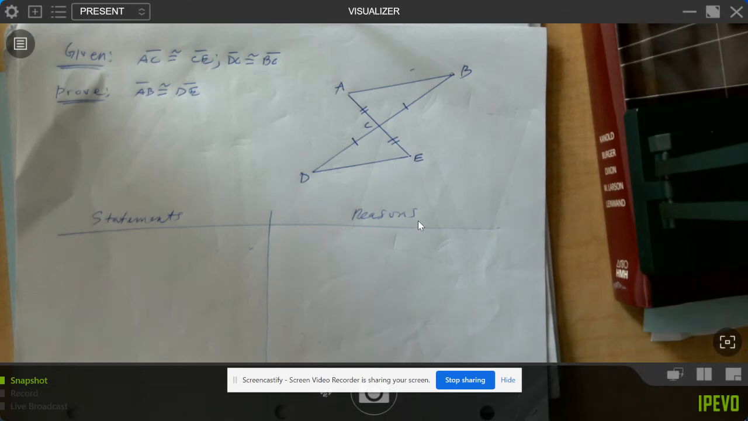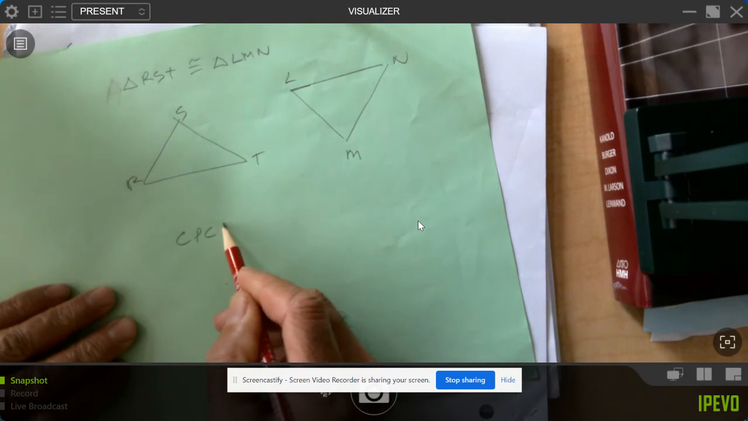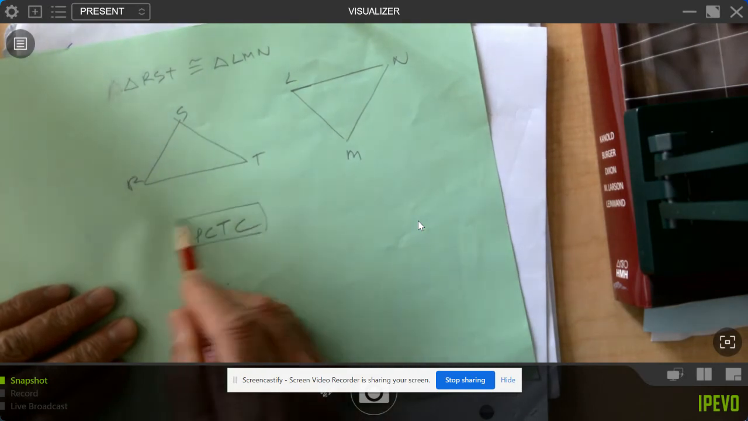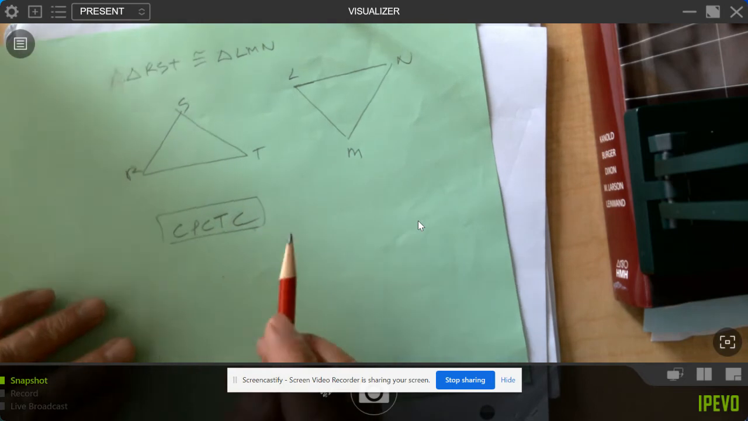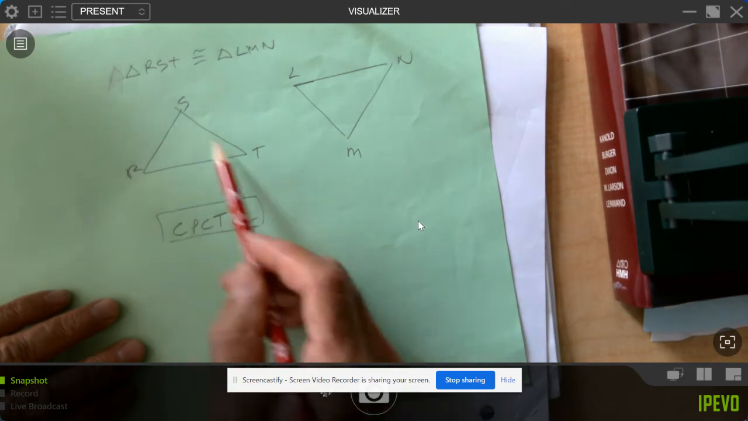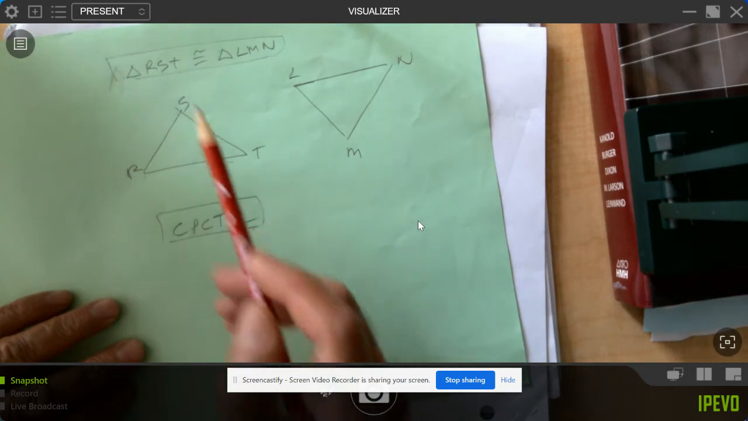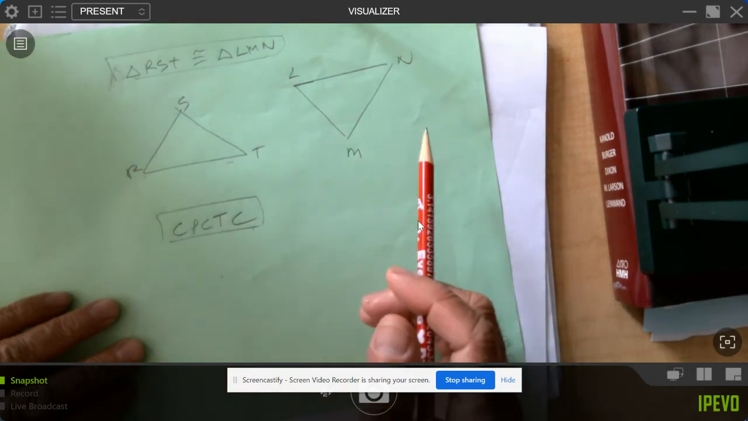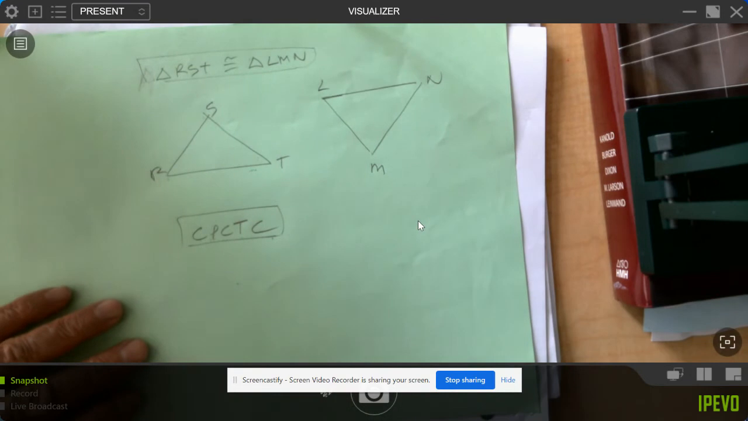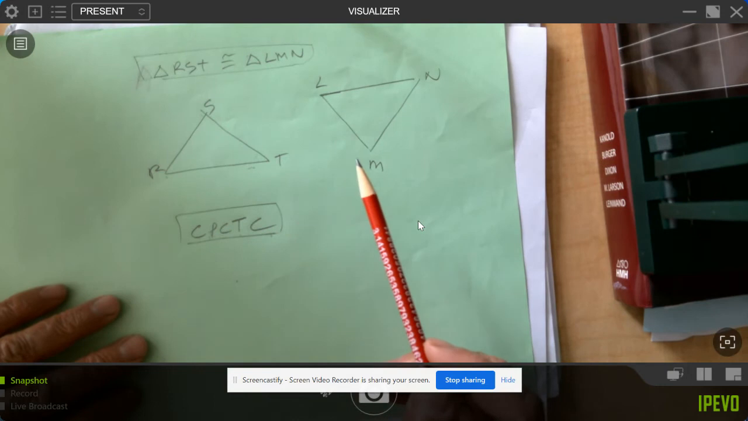Okay, so what we're going to talk about right now is something called corresponding parts of congruent triangles are congruent, the CPCTC. Corresponding parts of congruent triangles are congruent, CPCTC. The idea is that if you know that two triangles are congruent, and here's a congruent statement, then you know the corresponding parts have to be congruent. It's basically just from the definition of what congruent means: the exact same shape and the exact same size.